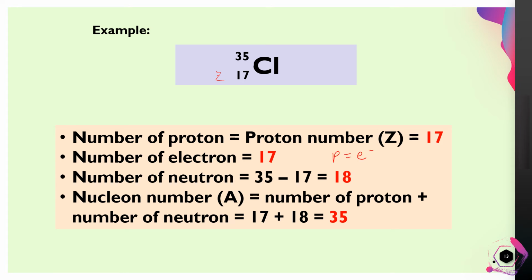Okay, the nucleon number is 35. The number of neutrons is A minus Z, because A equals Z plus neutrons. So to find the neutrons is A minus Z. 35 minus 17, you will get 18. Nucleon number equals the number of protons plus the number of neutrons, so 17 plus 18 is equal to 35. A equals Z plus N.